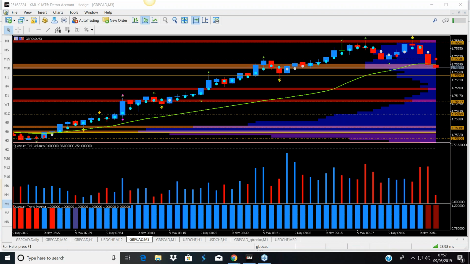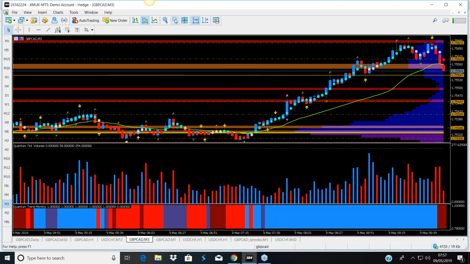I have to say the 3-minute chart for this particular pair is just a fantastic example. There are so many lessons here. I think it was the 3-minute we're on. Yeah, could you just zoom out a little bit? Just a touch. Yeah, fine. Okay, brilliant. That's great.